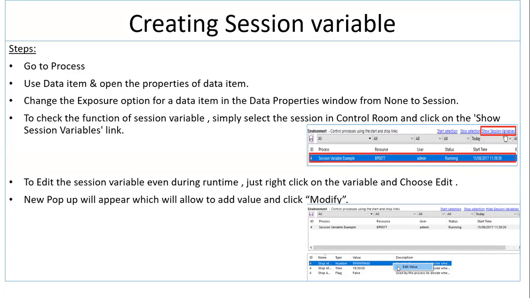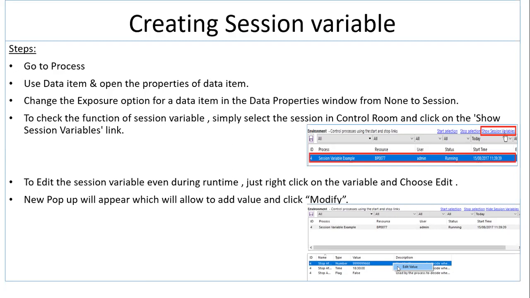Once you change the option to session variable, you can give the initial value over there and type the data item name and just click OK so that the variable will be applied as a session variable. To see the session variable or to change the value during runtime in the process for a session variable, you have to go to control room.